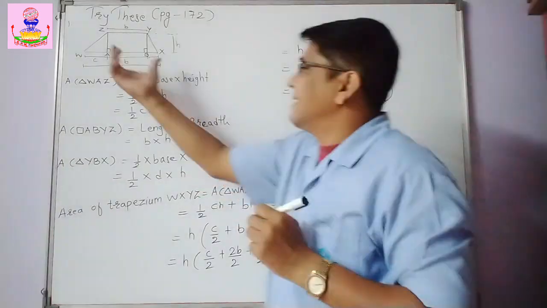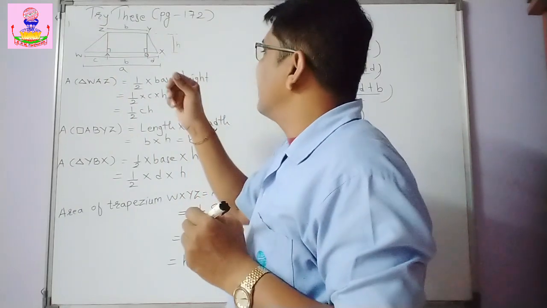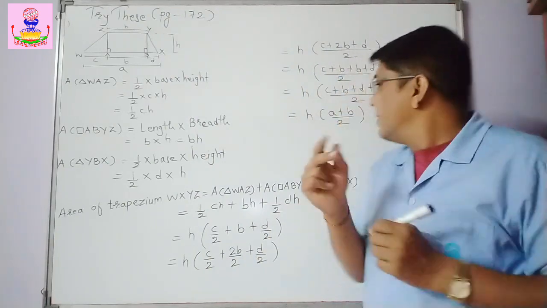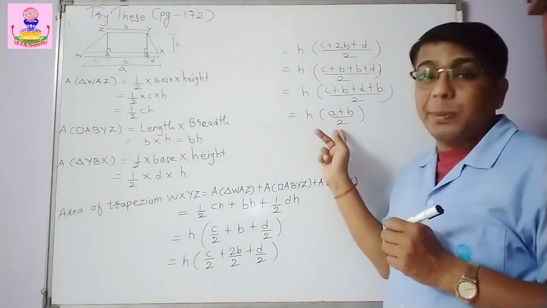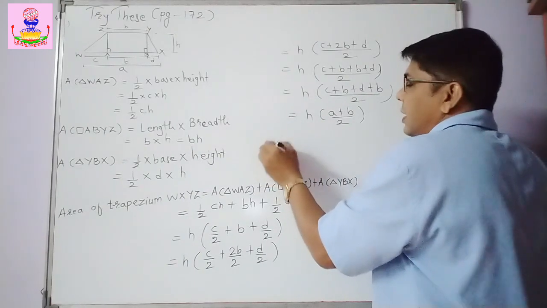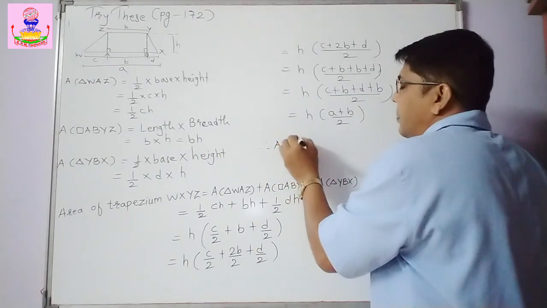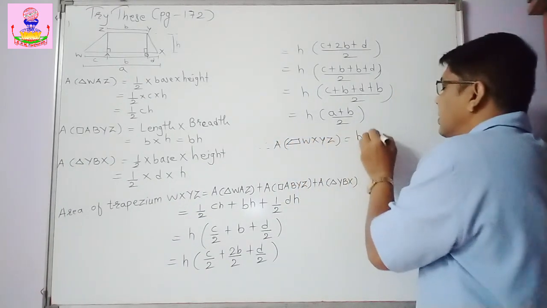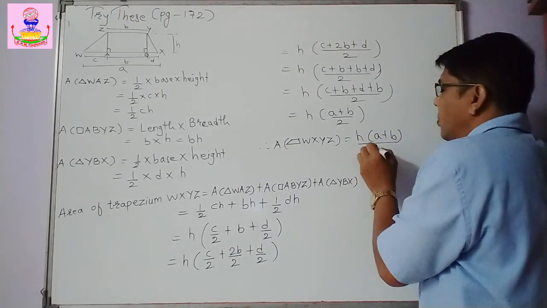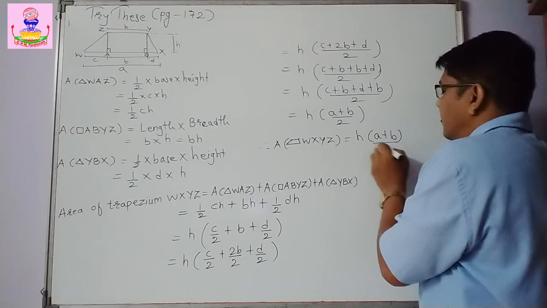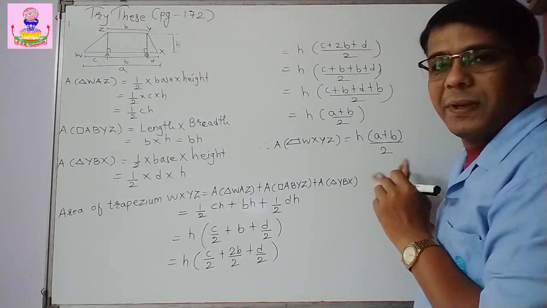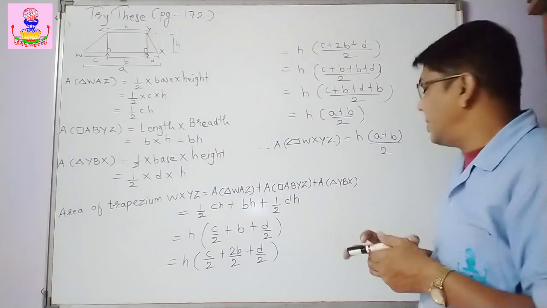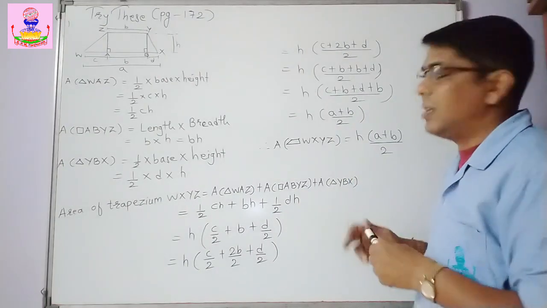Now what is a? That is the base of the trapezium. What is b? That is length ZY. Now these are what? Two parallel sides. Now see whether you have got what we were supposed to show. Yes. Therefore area of trapezium WXYZ is equivalent to h into bracket a plus b upon 2. In other words, half into sum of the parallel sides multiplied by h. Hence the proof.